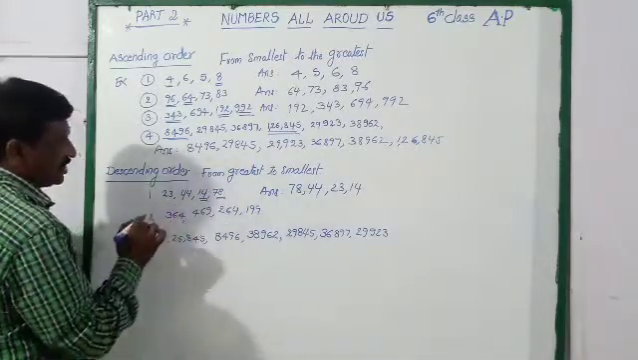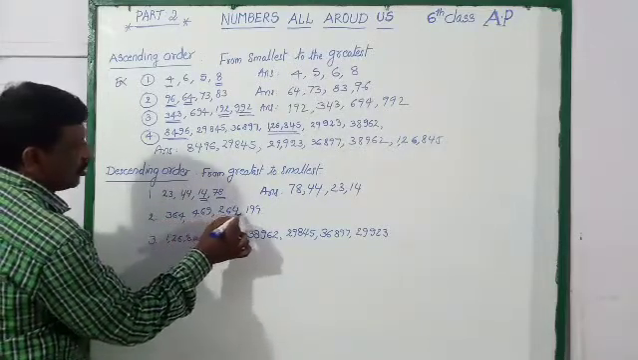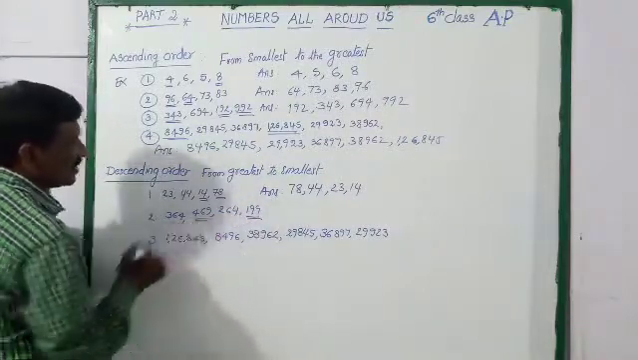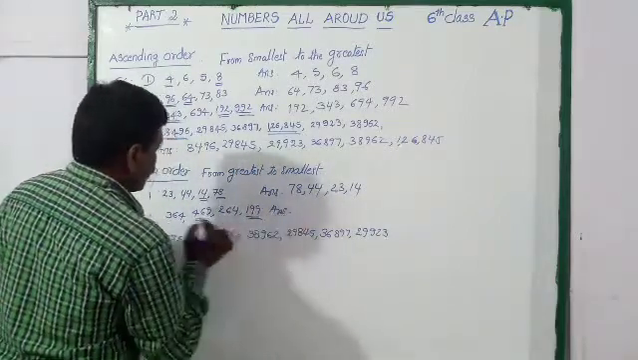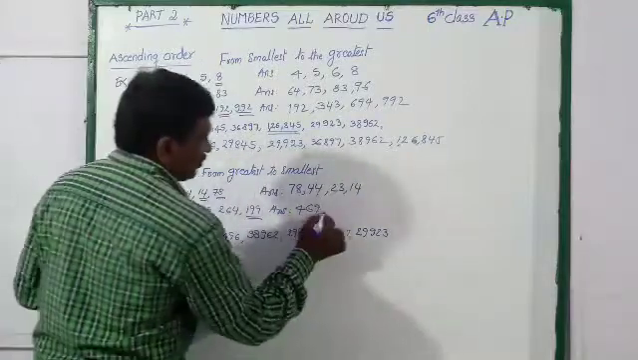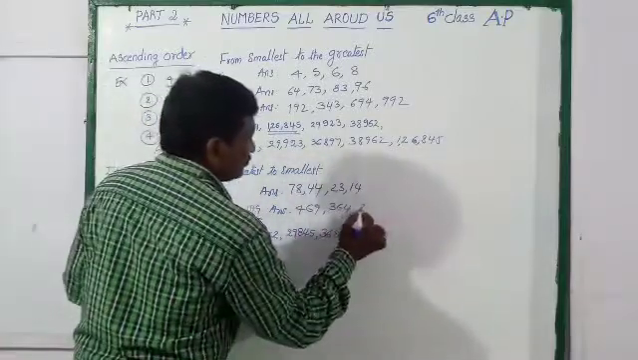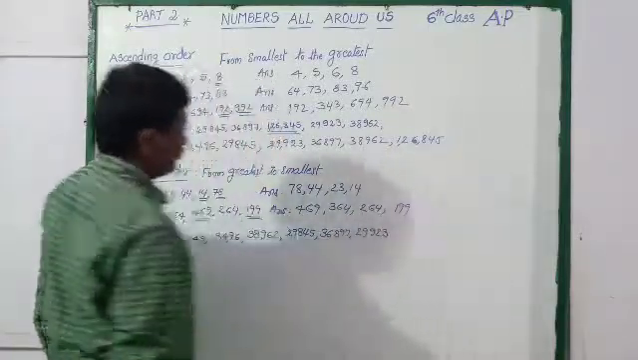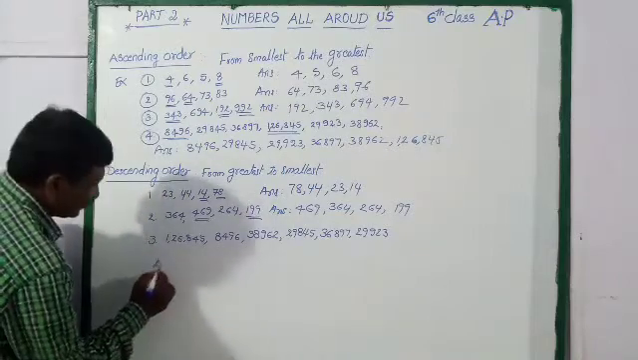Next row. Which is the greatest and which is the smallest? 364, 469, 264, 199. 199 is the smallest. 469 is the greatest. So first the greatest number 469, next 364, next 264, next 199.